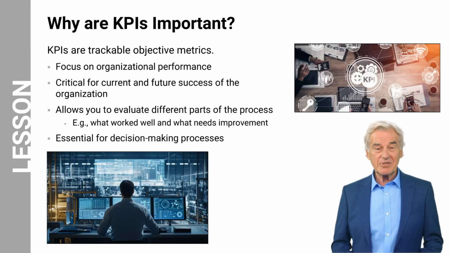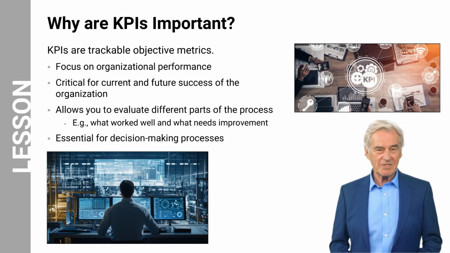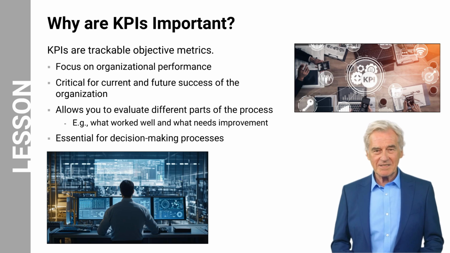Think of KPIs as your organization's report card. They tell you exactly how well you're doing. These trackable metrics cut through opinions and guesswork to show the real picture of organizational performance. When you track KPIs, you're looking at hard numbers that matter for both today's operations and future planning. They're particularly useful because they let you break down complex processes into measurable parts, making it clear which areas are performing well and which ones need work. This way, instead of wondering how things are going, you have concrete data to guide your decisions.